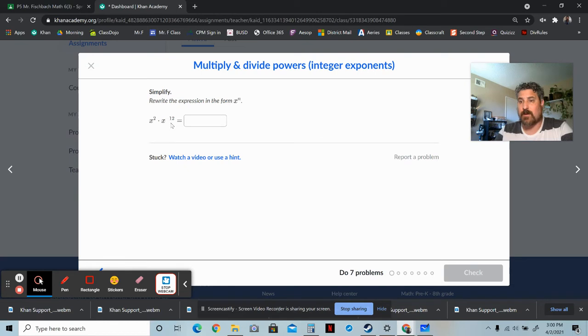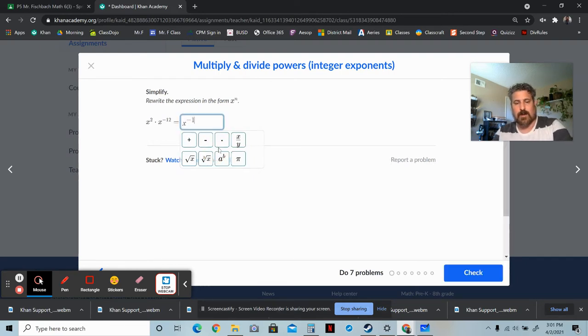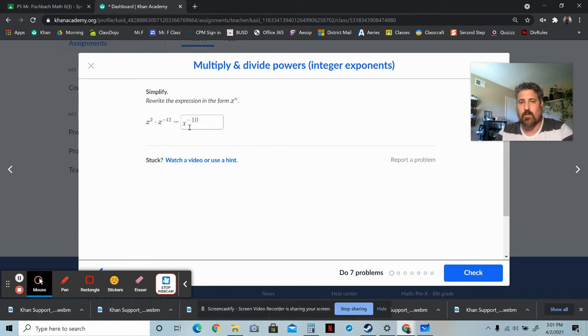When you're multiplying two powers that have the same base, you add the exponents. What's 2 plus negative 12? Negative 10. So this would be the same as x to the negative 10. Now, what is that really worth? That's really worth 1 over x to the 10.